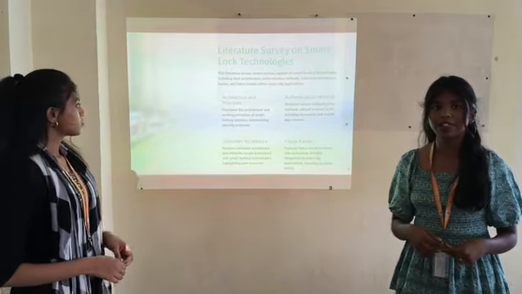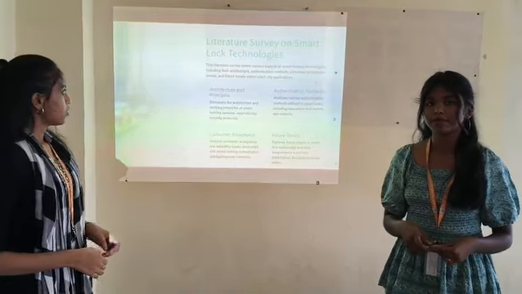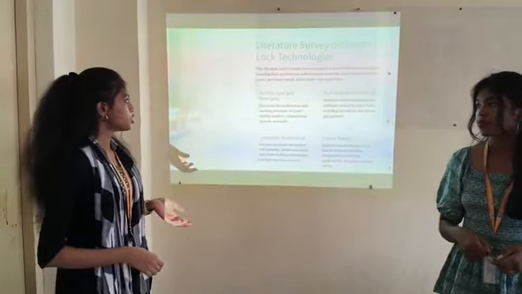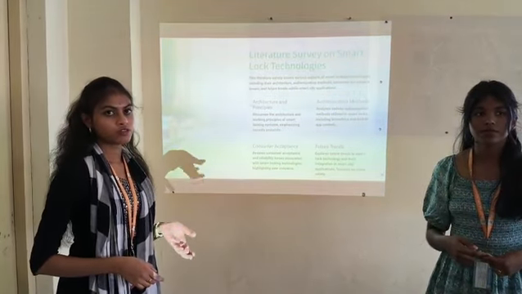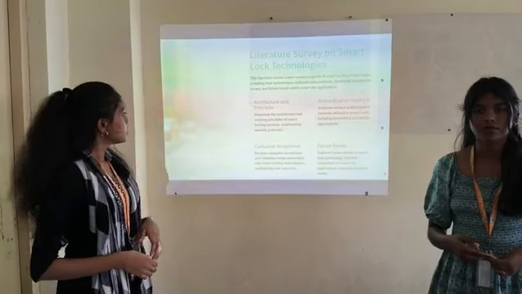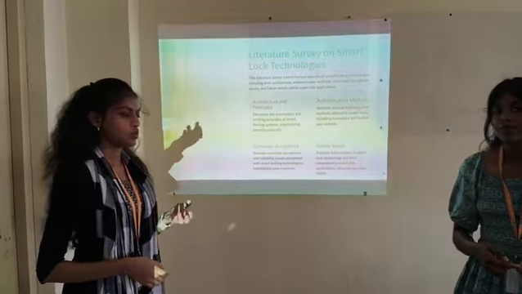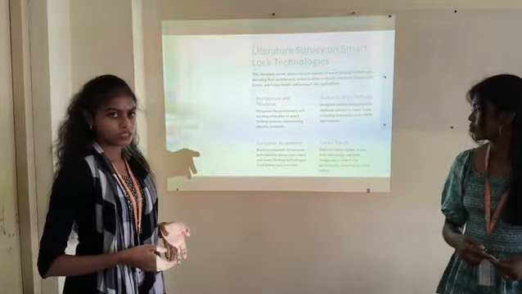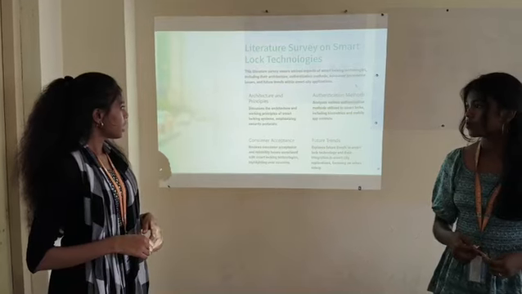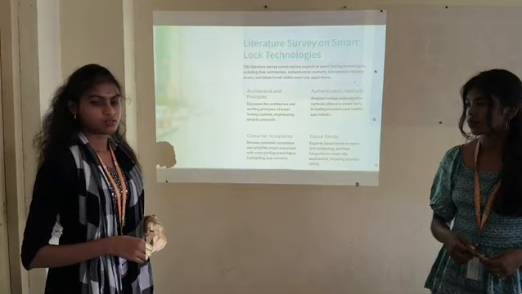Next, we are going to see the literature surveys that have been conducted on smart lock systems. First of all, architecture and principle. In architecture and principle, they discuss the working and principle of a smart lock system. And authentication method. In authentication method, they analyze the authentication methods used by the user, including biometrics and mobile applications such as app controls in smart lock systems.